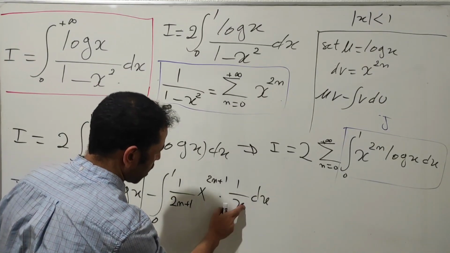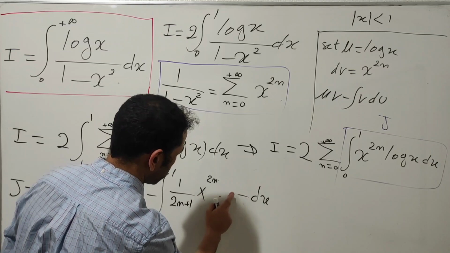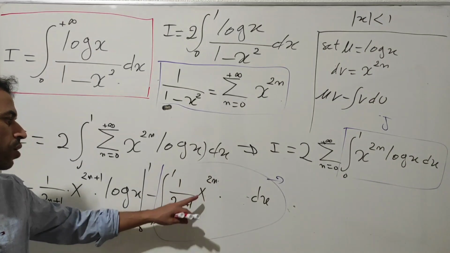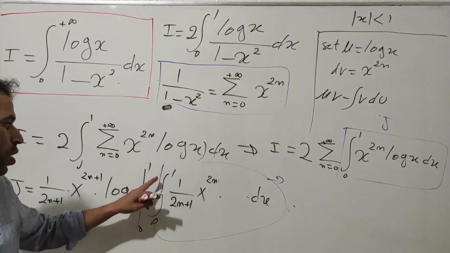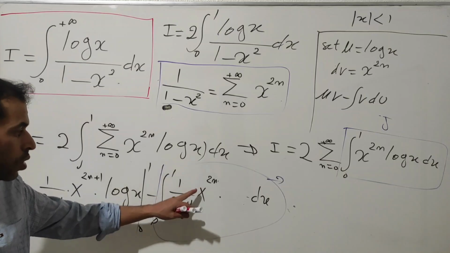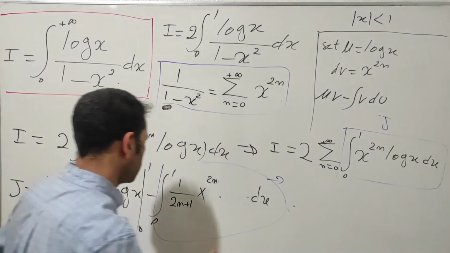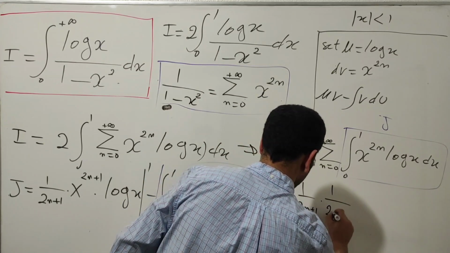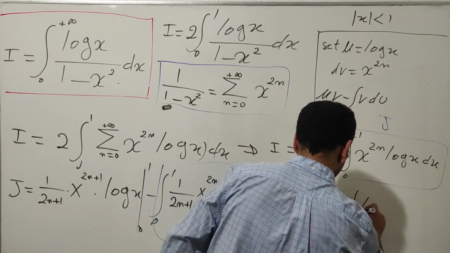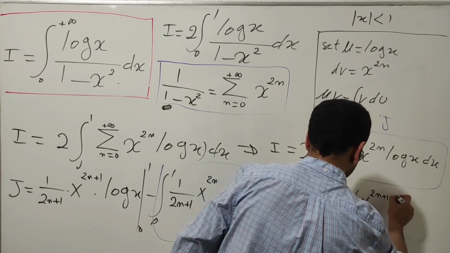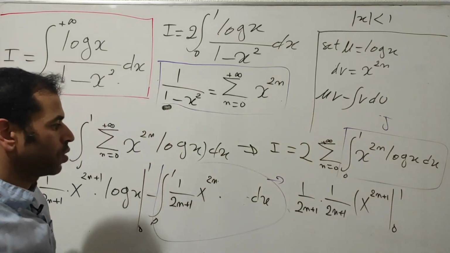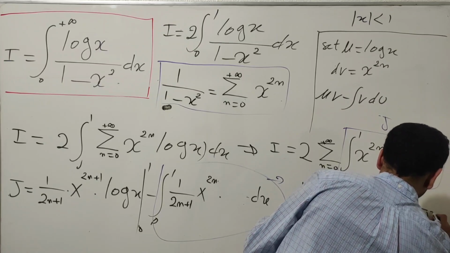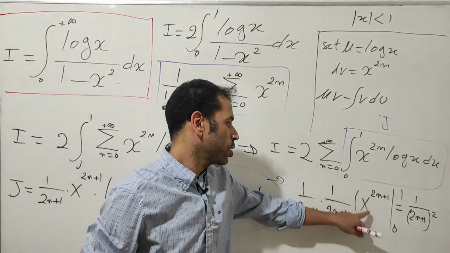Simply, this x will be cancelled out with this exponent, and it becomes x to the 2n. It's simpler to evaluate this integral by taking 1 over 2n plus 1 out of the integral, because it's a constant. What I'm going to end with is 1 over 2n plus 1 multiplied by 1 over 2n plus 1 of x to the 2n plus 1 evaluated from 0 to 1, which is going to be 1 over 2n plus 1 squared, because this one will be 1 and 0 will be 0.